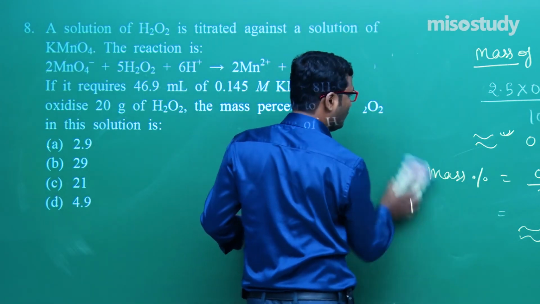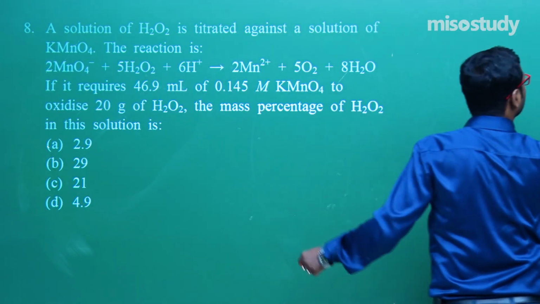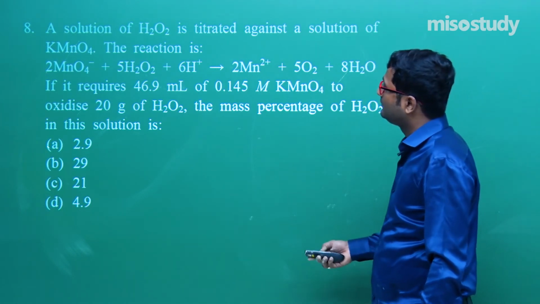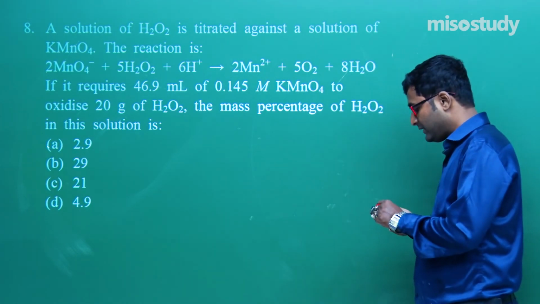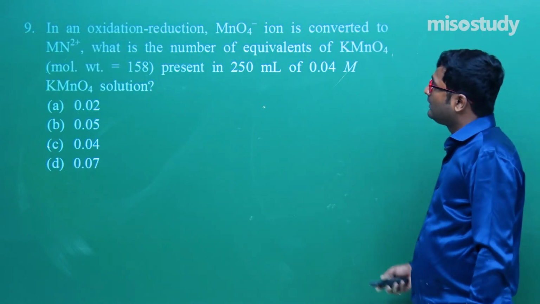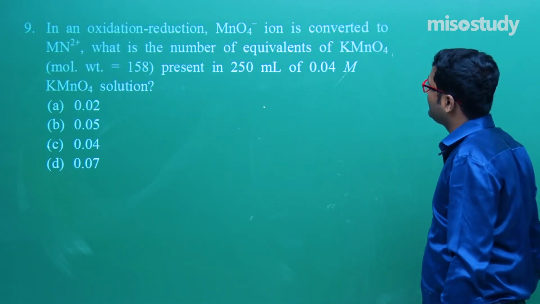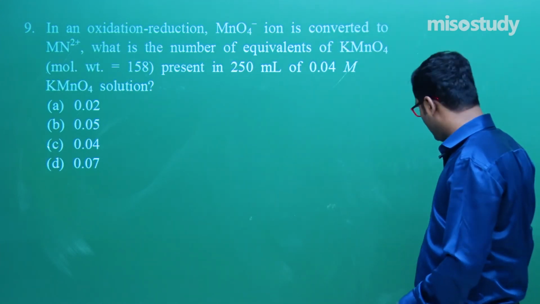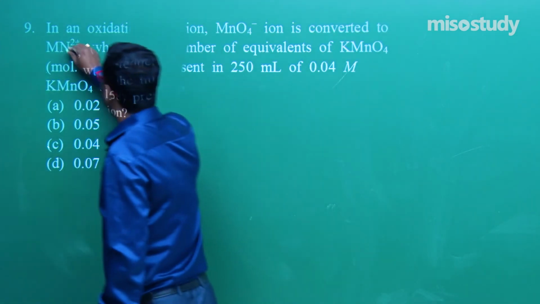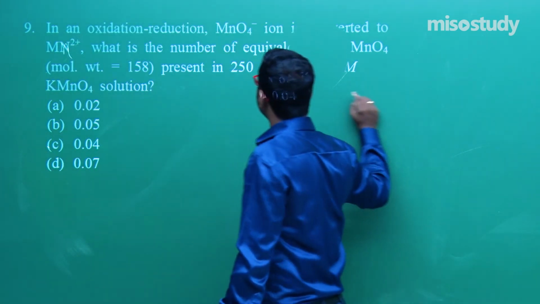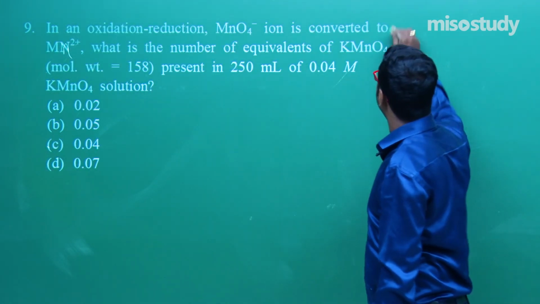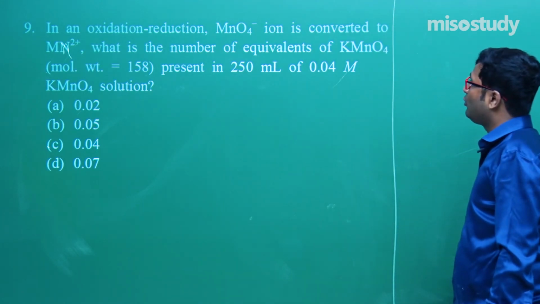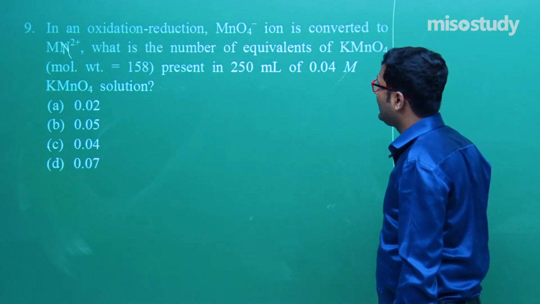Let's wait for a moment. Now what is the next question? Check it out. The question number 9. Wait for a moment, friend. Now, in an oxidation reduction reaction, MnO4 minus ion is converted to Mn2 plus. What is the number of equivalent of KMnO4 present in 250 ml of 0.04 molar KMnO4?